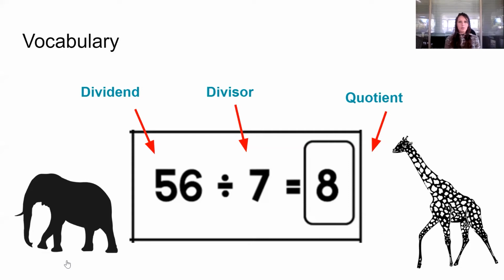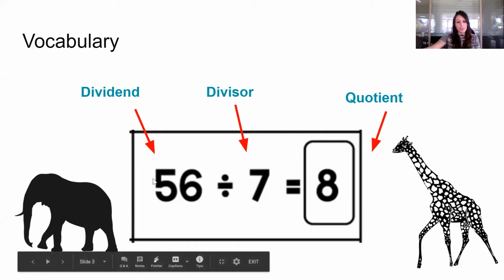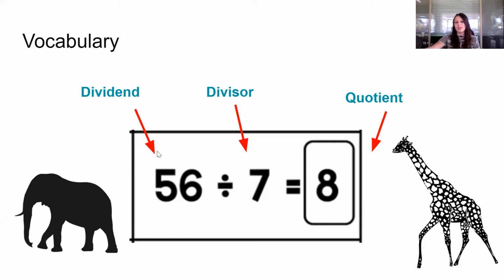I know throughout the week we've been talking about these words, but I want to go over them and review exactly what each one is. So first off, let's talk about the dividend. The dividend is this number 56 here. This is the number that is being divided up, so it's going to be the biggest number. We're saying that 56 is being divided into, for example, 7 smaller groups. So this is our big number that is going to be partitioned into littler groups.